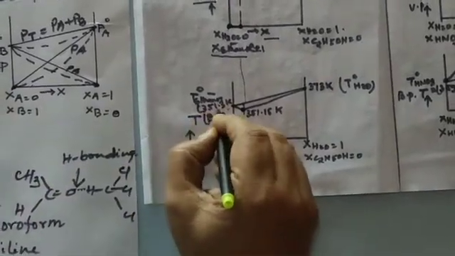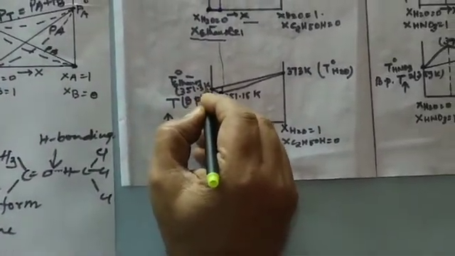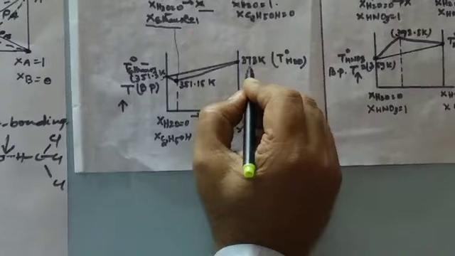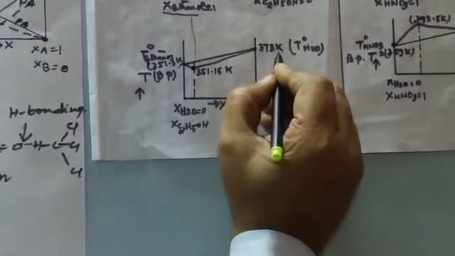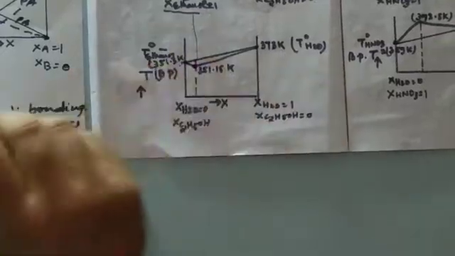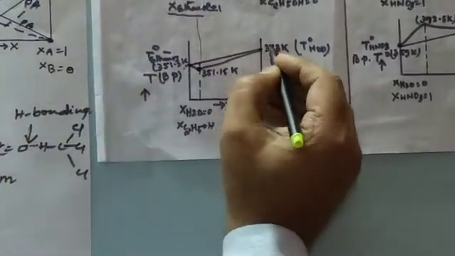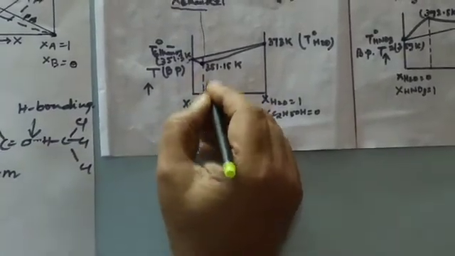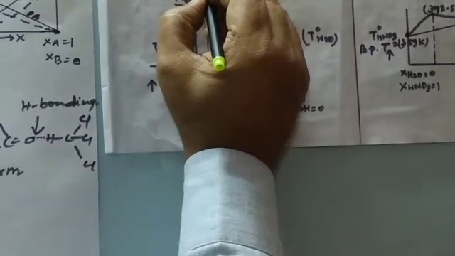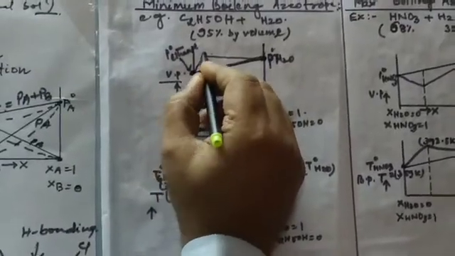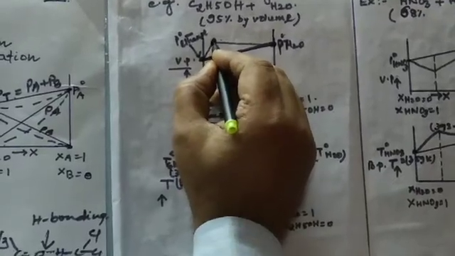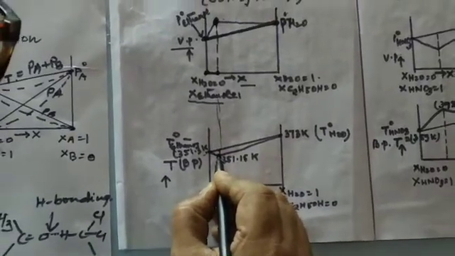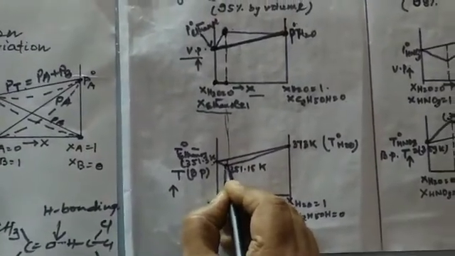The boiling point of pure ethanol is 351.3 Kelvin. And you know well that the boiling point of pure water is 100 degrees Celsius or 373 Kelvin. So when the two liquids are mixed in the ratio 95% to 5%, the moment the composition reaches 95%, the vapor pressure is maximum here, and the temperature corresponding to that is here. That means this is the boiling point of the mixture of the binary liquids.